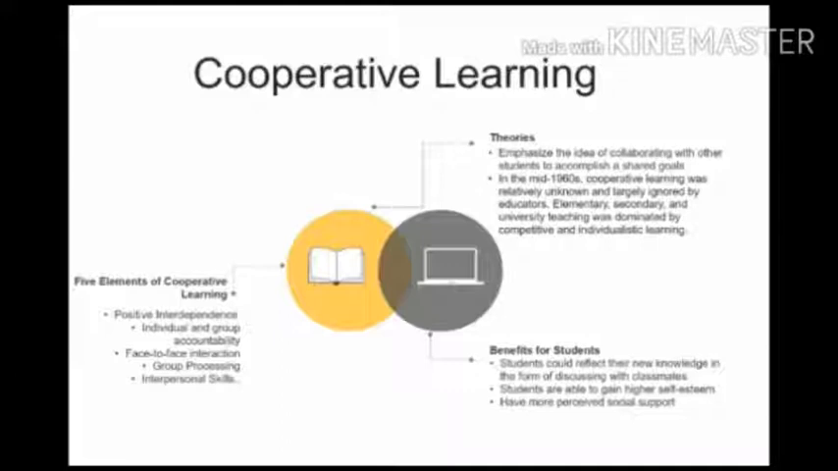The next step is that there are five elements of cooperative learning. They include positive interdependence, individual and group accountability, face-to-face interaction, group processing, and the last one is interpersonal skills.